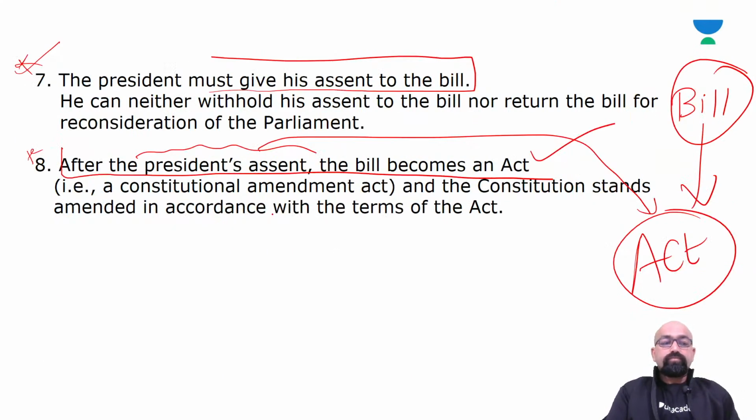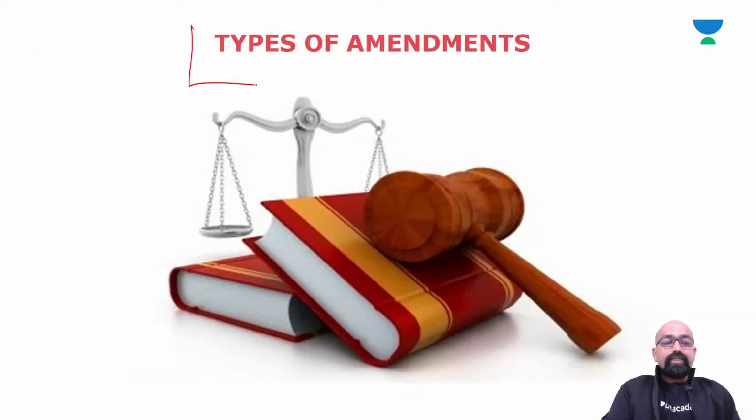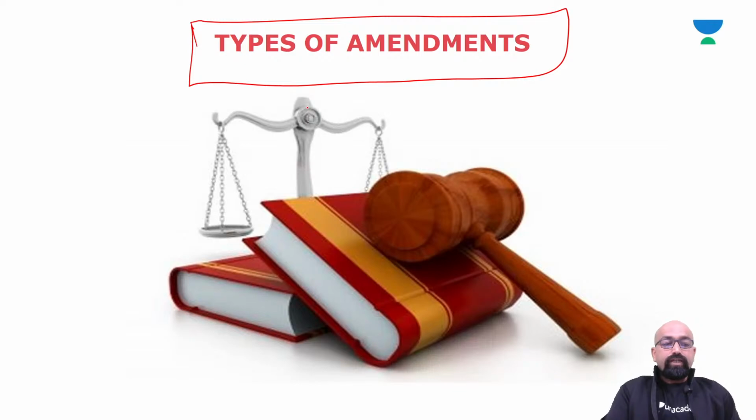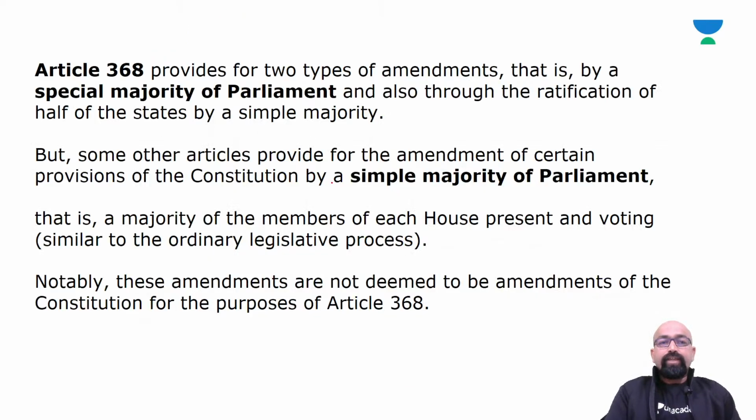Next, we'll see types of amendments. Yes guys, now we'll see types of amendments. Article 368 provides for two types of amendments, that is by a special majority of Parliament, and also through the ratification of half of the states by the simple majority. Alright, so in article 368 there are two types of amendments.